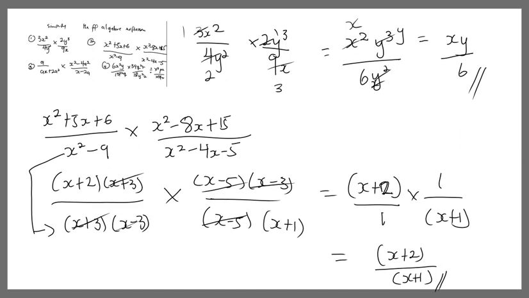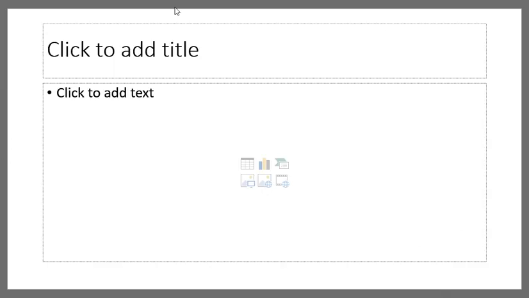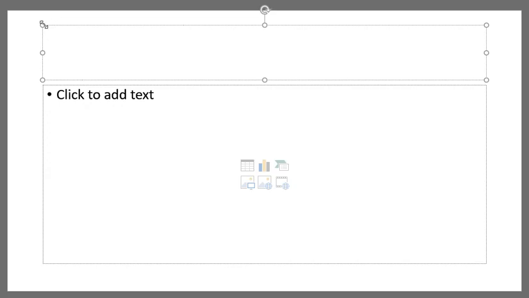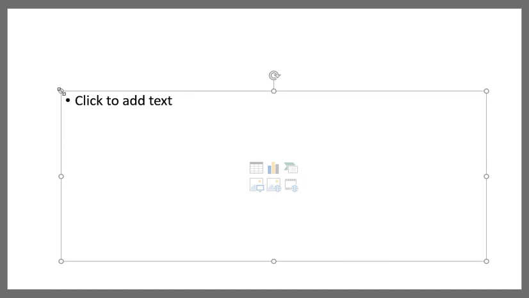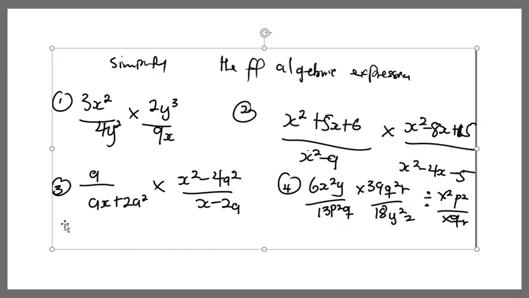Okay, for question 2, take notice of how I'm solving it. It's very necessary, very important. So let's take a look at question number 3.